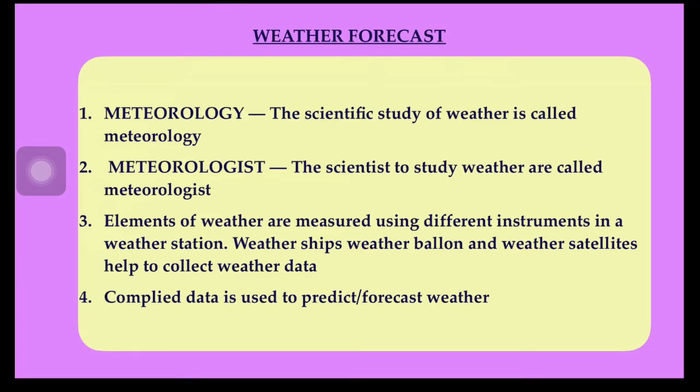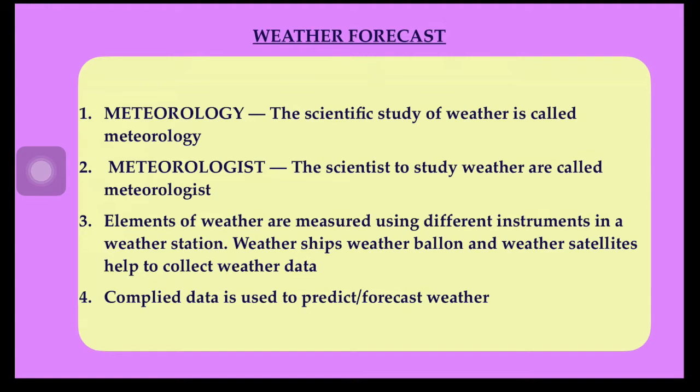Now before we understand which are the different elements and how they are measured, we need to understand first weather forecast. And weather forecast includes a few important terms. We need to understand these as well. First is meteorology. This is a scientific study of weather. Meteorologist is the person who studies the weather scientifically.